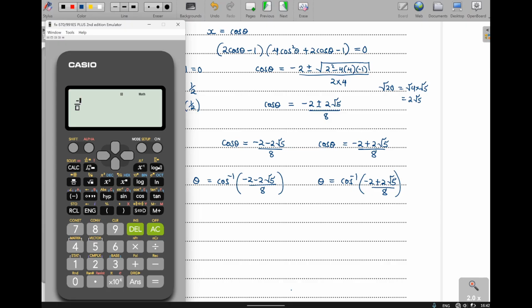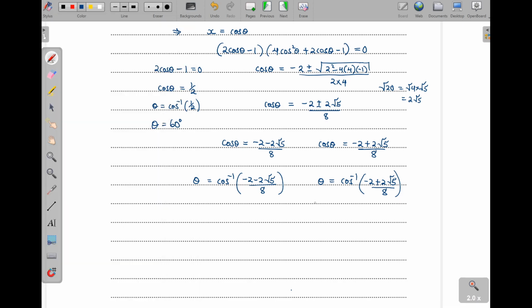Okay, so if we put negative 2, then plus 2 root of 5, then down here we have 8. Okay, this one is a positive value. Okay, that means we are going to get the angles in the first quadrant and in the fourth quadrant, but we only need angles in the first quadrant. So I would say arc cos of this one will give us 72. It is exact. So this one is 72 degrees.